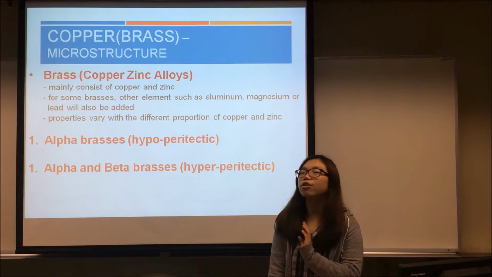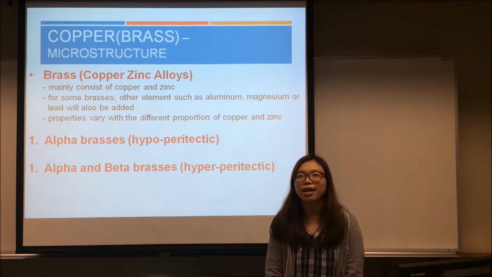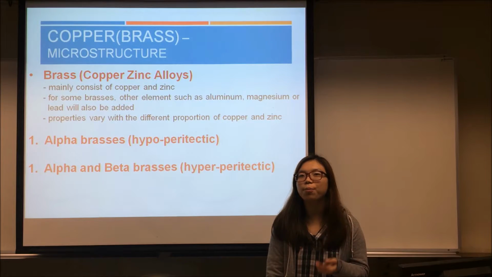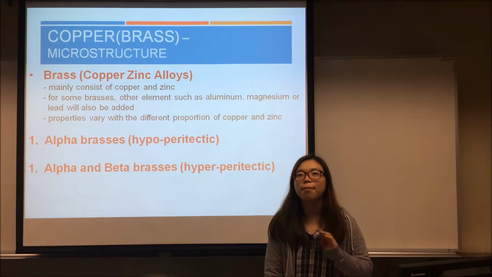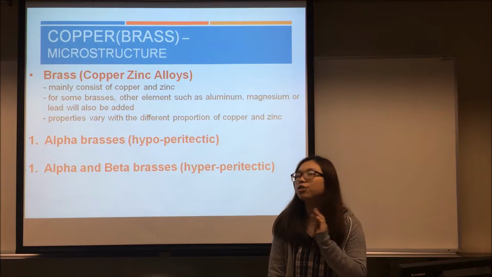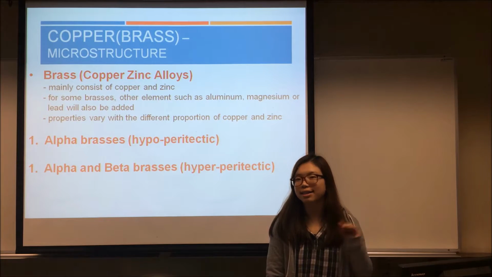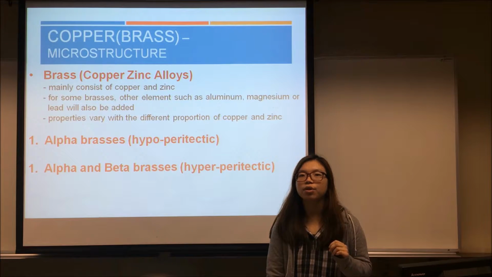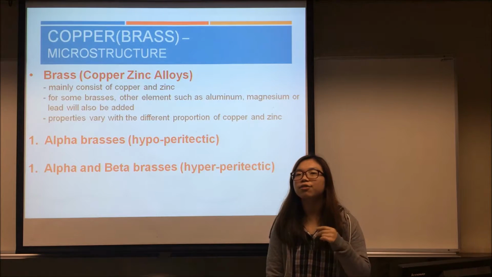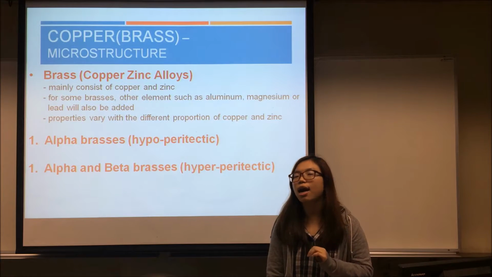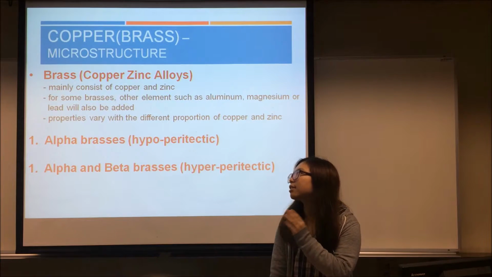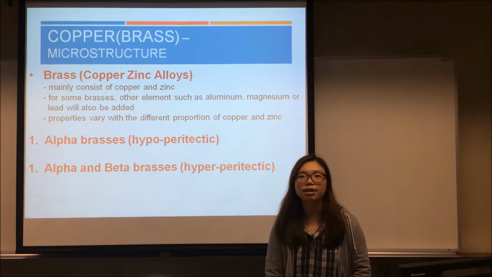And now I will talk about brass. Brass is an alloy that mainly consists of copper and zinc, while other elements such as aluminium, magnesium, and lead can also be found in brass, with a view to enhancing the hardness and strength of copper. The properties of brasses vary with the proportion of copper and zinc. Commercial brass can be classified into two groups: alpha brasses, and alpha and beta brasses.